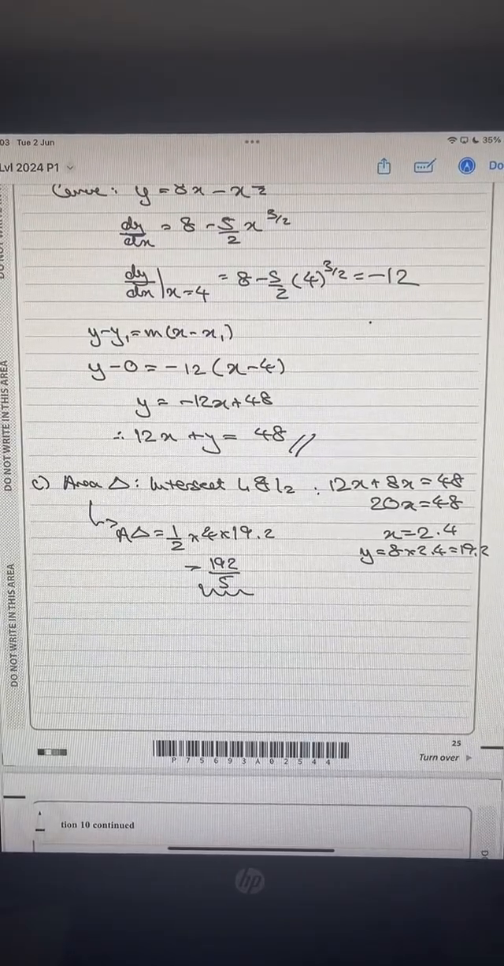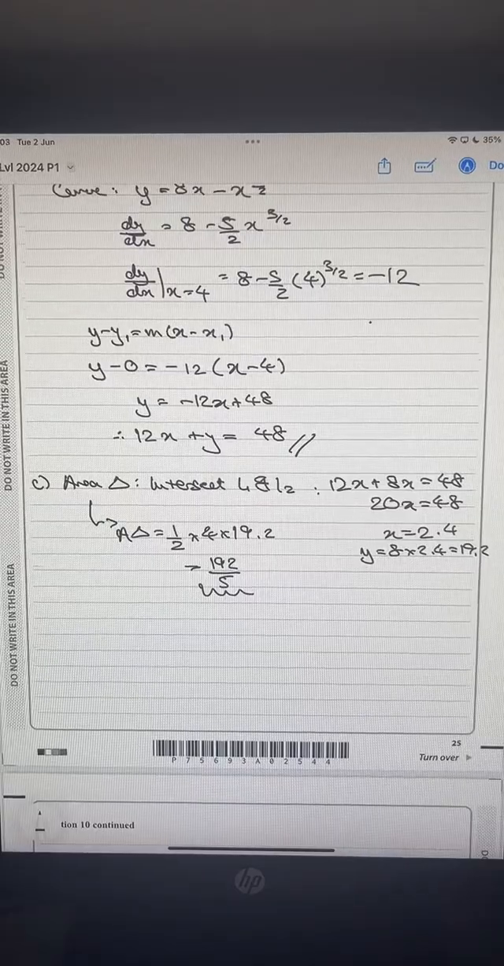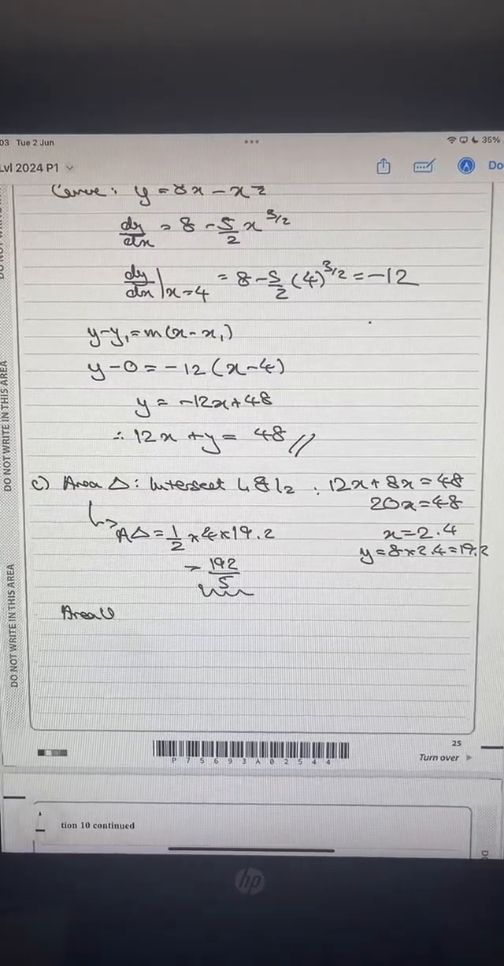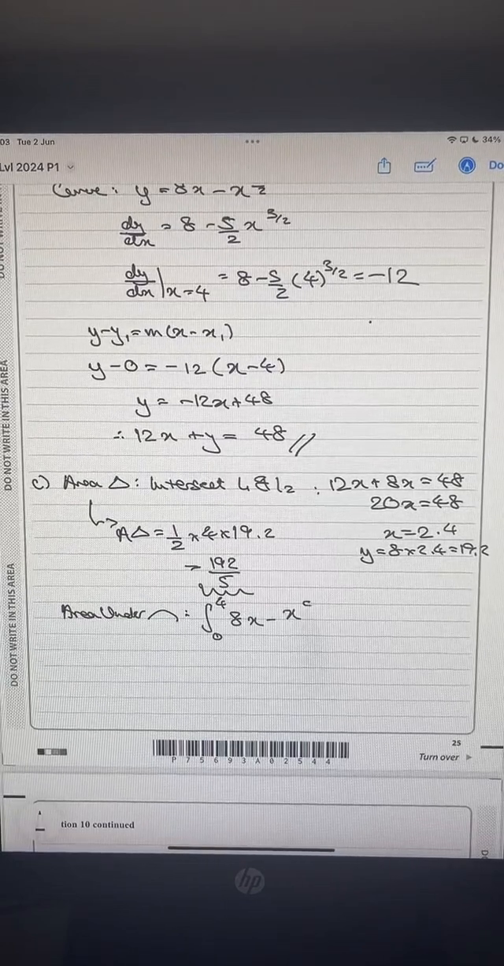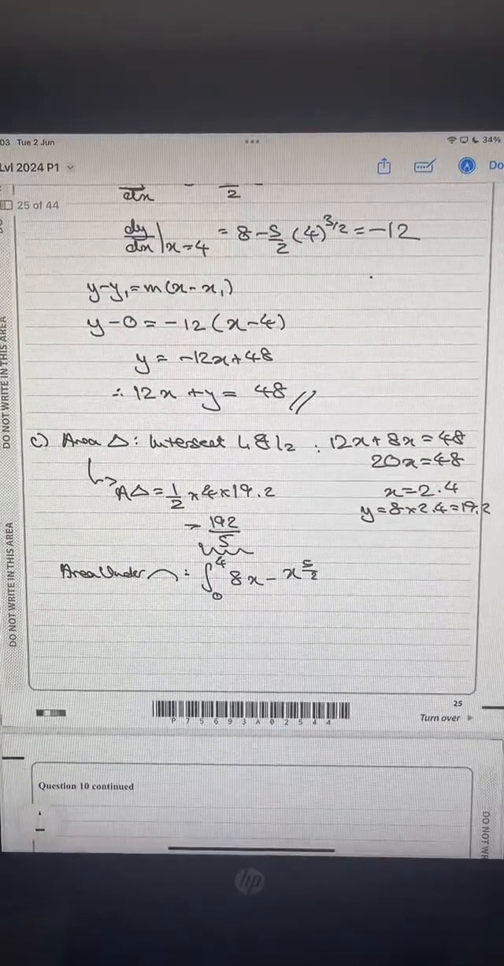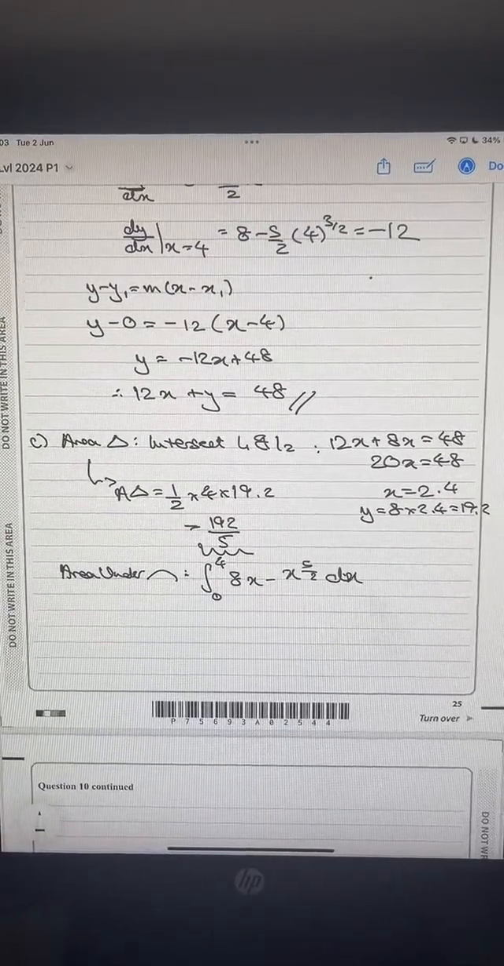So now I need to find the area between the curve and the line. So the area under my curve, and I just need to integrate that. I'm integrating between 0 and 4 because they told me a was 4. So what is my equation? It is 8x minus x to the 5 over 2, with respect to x.